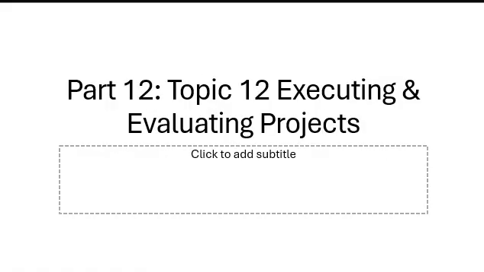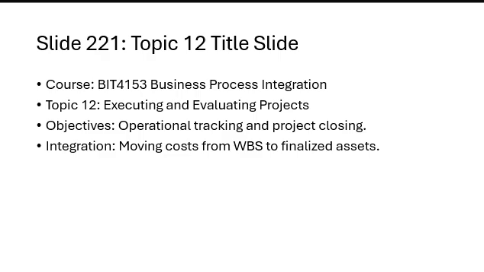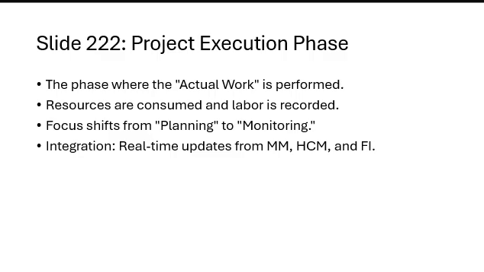Okay, so next up, let's discuss topic number 12, executing and evaluating the project. We will focus on operational tracking and project closing activities, and the integration will move costs from the work breakdown structure, the WBS, into finalized assets. Our objective is to include monitoring progress and ensure financial accuracy. The execution phase shifts focus from planning into monitoring, and the evaluation will ensure lessons learned to improve future projects.